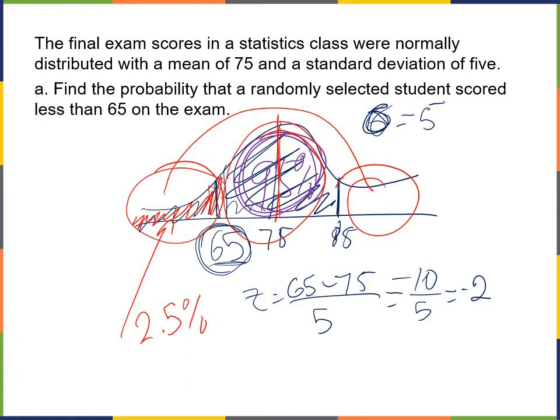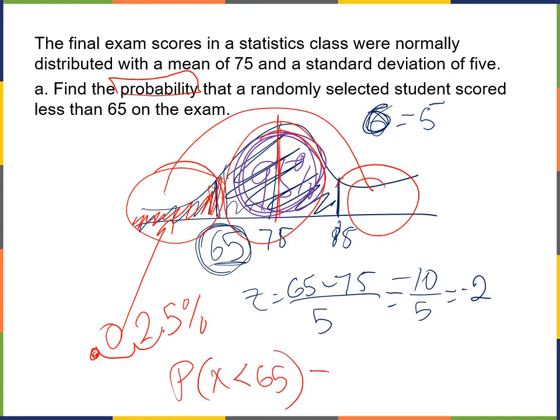That's a percent. The question asks for probability, and this is what you're going to have to make sure you do when you answer questions, answer them appropriately. I turn this percent into a probability by moving the decimal place back 2 spaces. So the probability that x is less than 65 would be 0.025.